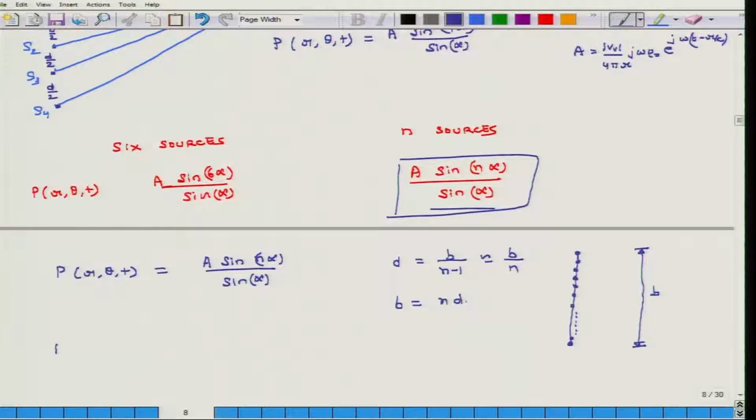So, the complex pressure, which depends on r, theta and t, is equal to A sin of n times alpha, where alpha is pi d sin theta divided by lambda, divided by sin of alpha. So, alpha is again pi d over lambda times sin theta.